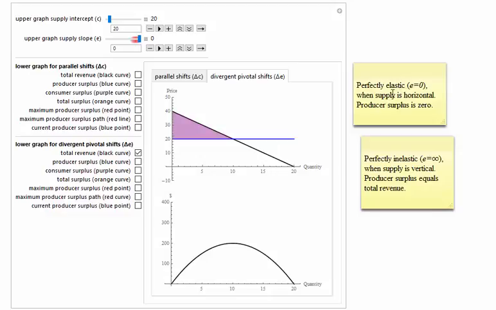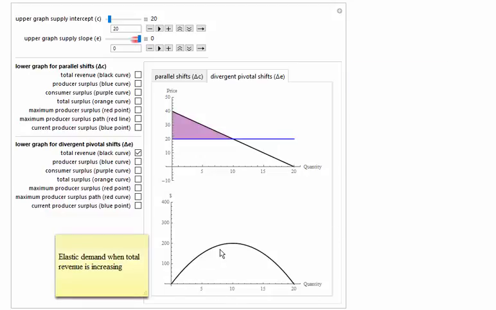Two other cases would be perfectly elastic when the slope of the supply curve is 0, as we are showing here. In this case, notice everything is consumer surplus. Another case would be a perfectly inelastic supply curve when the supply curve is a vertical line.